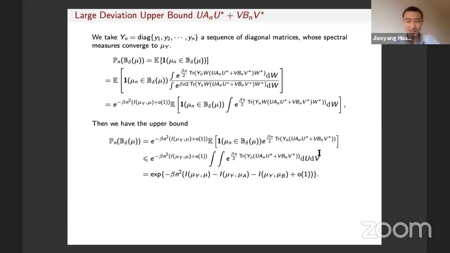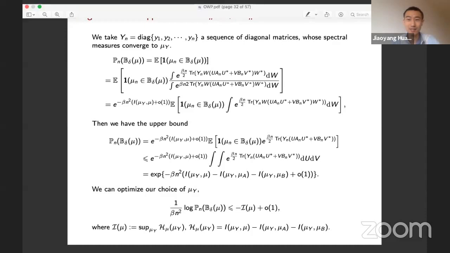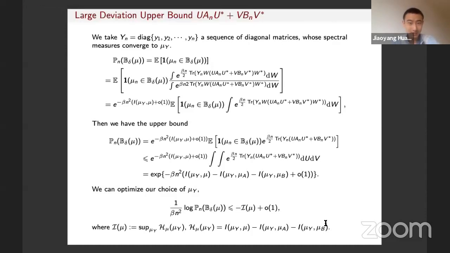But the harder part is to get the matched lower bound. Then we can optimize our choice for μ_y, taking the infimum over all probability measures on the right-hand side. It's still an upper bound. After taking log and normalizing by 1 over βn², we get minus I(μ). I(μ) is the sup of this object because of the negative sign, and we get h(μ_y), which is the combination of the spherical integrals. So this gives us the upper bound. In the next part, we will get the matching lower bound, which is the harder part.